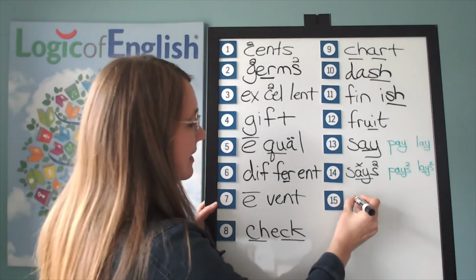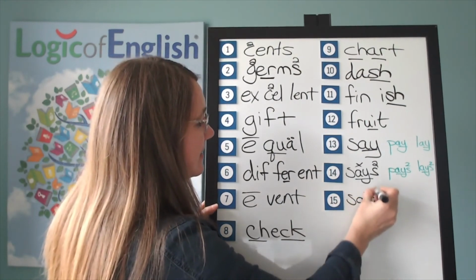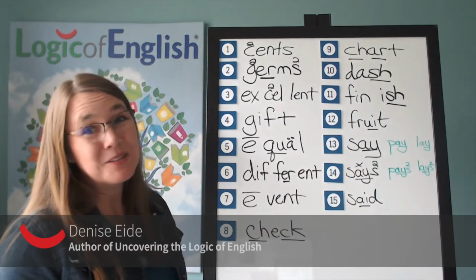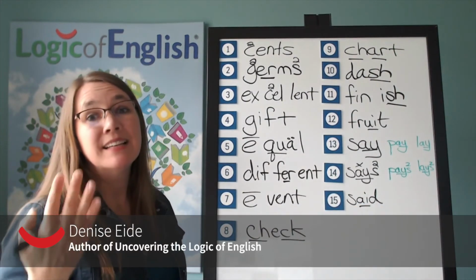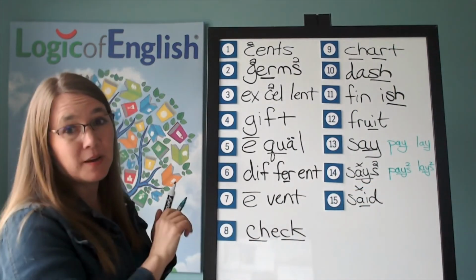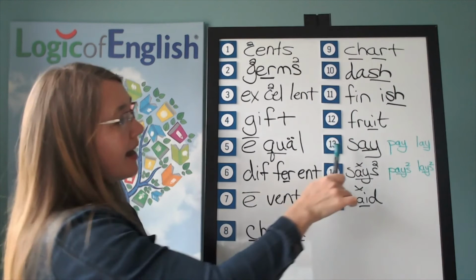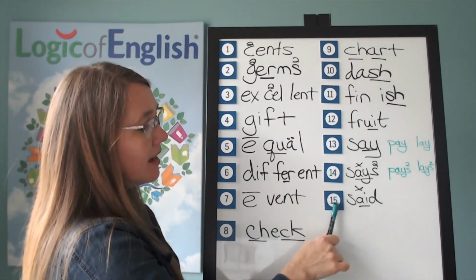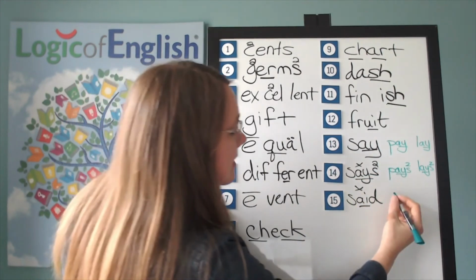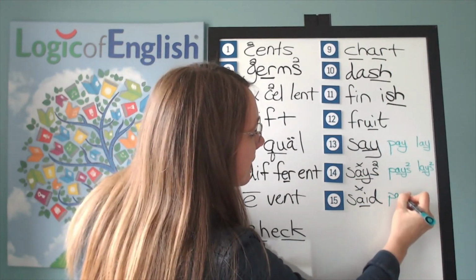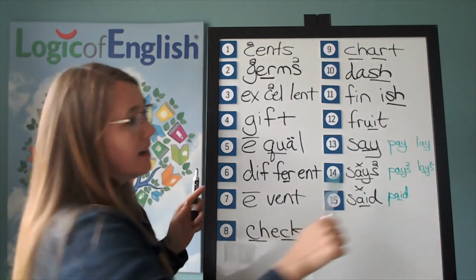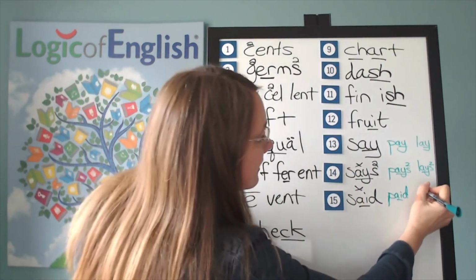And help me to write it. S-A-D. Now, we'll underline the A, but we don't say said, do we? We say said. Again, that S sound. So this is an exception to the phonograms. But let's look. I say, she says, I said. Here, I pay, she pays, I paid. Look at this. Do you see this pattern? And then I lay, she lays, I laid.